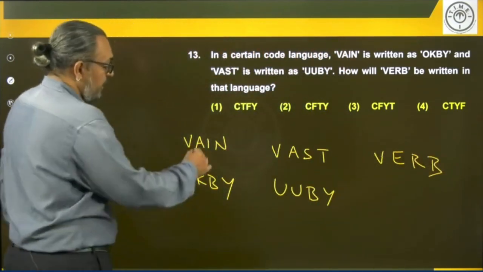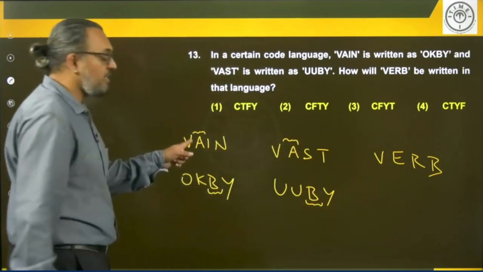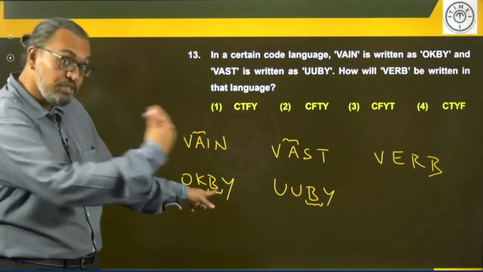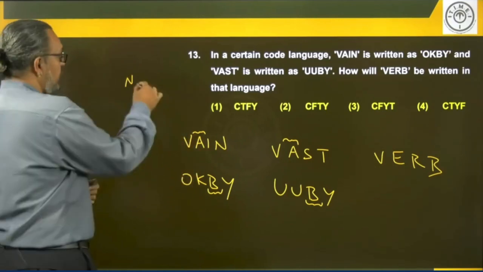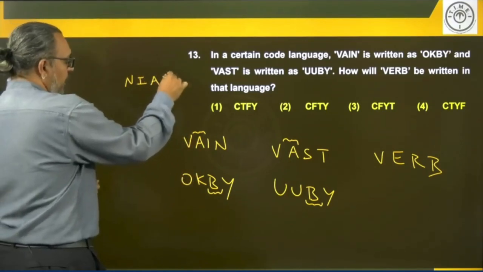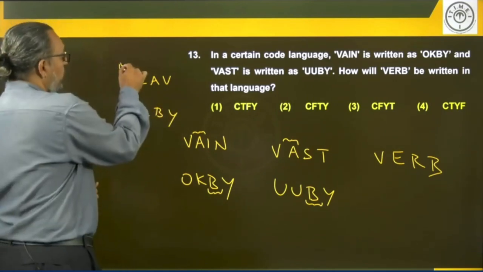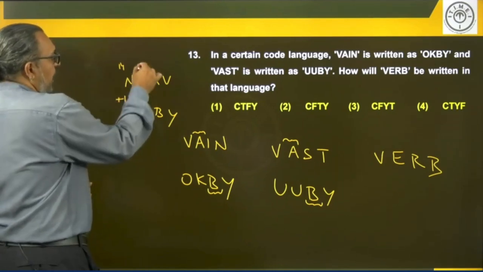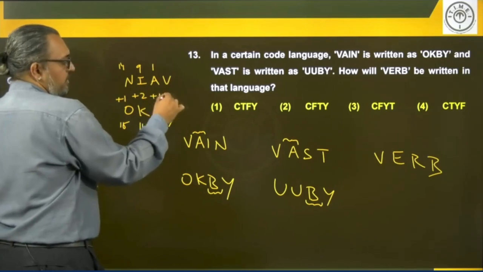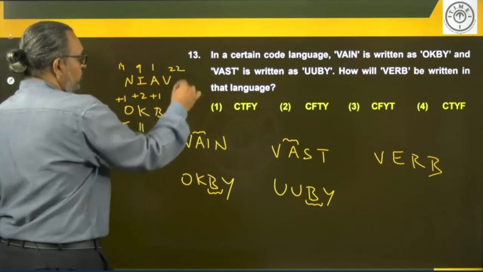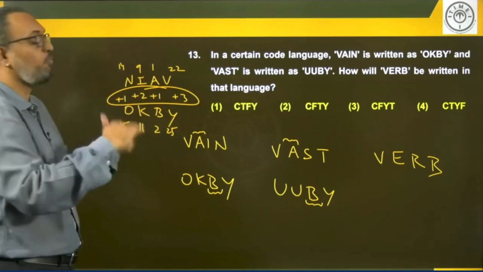Okay, now let's look into it. See, here you have an A, here you have a B. Here again you have an A, here you have a B. So A is in the second position, but B here is in the second position from the other end. So that is where you need to understand that maybe if I reverse this, NIAV, and then you write the code as it is, OKBY, maybe it will make some sense. Now see, N is 14, O is 15. What is happening? The next letter. I is 9, K is 11. The second letter. A is 1, B is 2, again the next letter. Then V is 22 and this is 25, so this is plus 3. So this could be my logic: plus 1, plus 2, plus 1, plus 3.